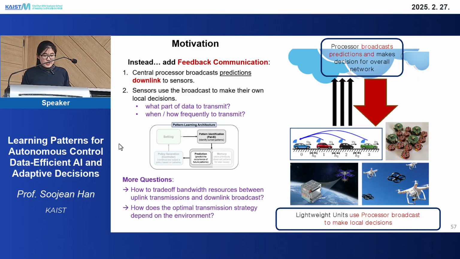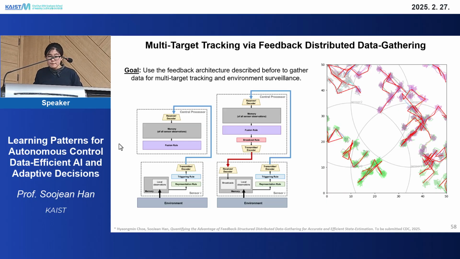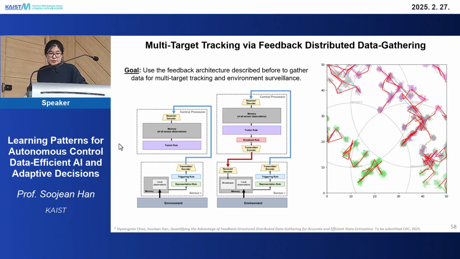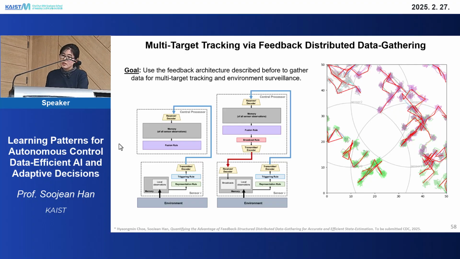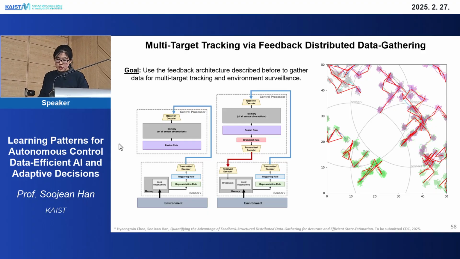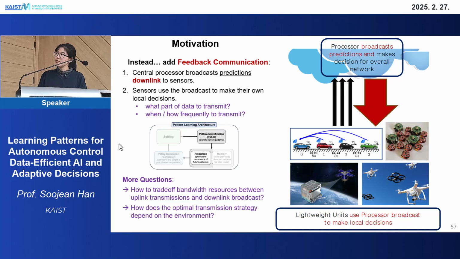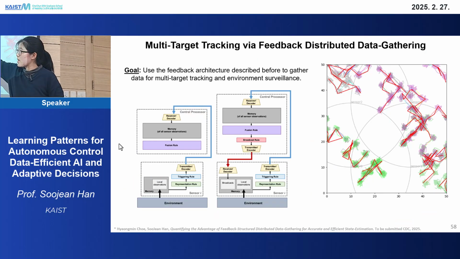Okay, so I just mentioned this, so we'll skip that. Here's a concrete application of what I mentioned, multi-target tracking via feedback distributed data gathering. So on the left you see is a simplified diagram of what I just showed in the previous slide over here. So you can see that the main difference comes from this feedback mechanism over here.